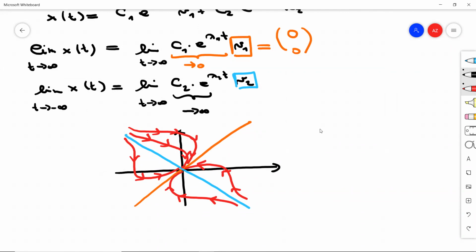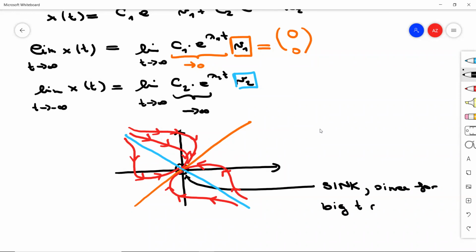And in this case, the origin will be called the sink. Before it was called the source, because for negative t's, the motion started in the origin and then went out of the origin. But here the motion starts in infinity and then goes to the origin. So this is a sink, since for big t we are approaching the origin.